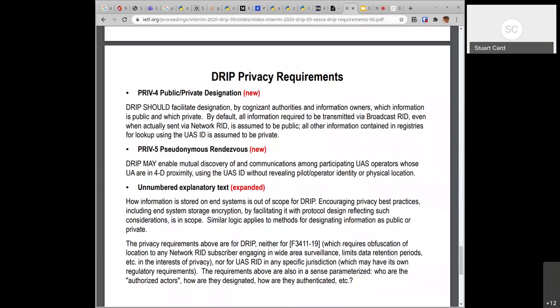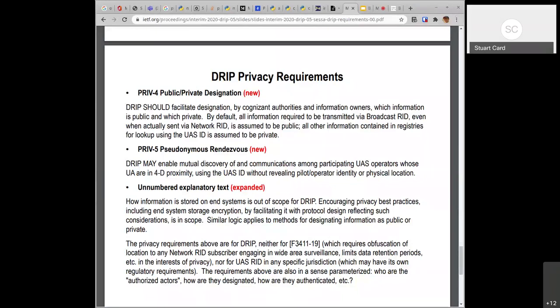So PRIV 4, designation, is a new requirement. This results from Amelia's review. It's meaningless to say this is what we're going to do with private information, this is what we're going to do with public information, if we don't have mechanisms for determining what is public information and what is private information. And then a suggestion from Michael Richardson, which I found fascinating, was that perhaps we wish to support a pseudonymous rendezvous function where participants may choose to make themselves mutually reachable while continuing to mask the actual name of the pilot and the physical location of the pilot. So I don't know whether we want that one in there or not. I made it a MAY.